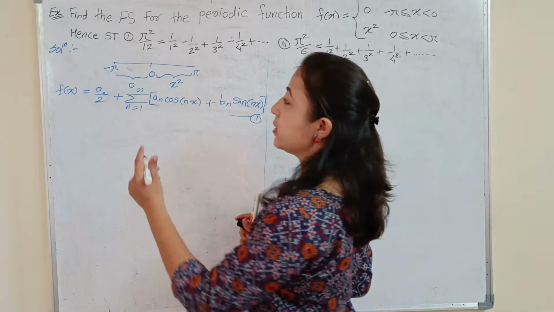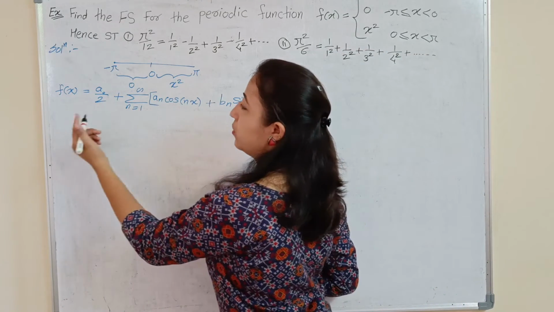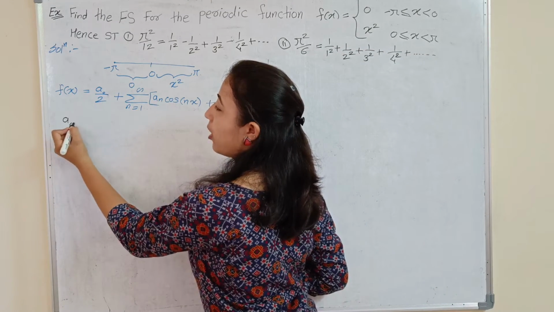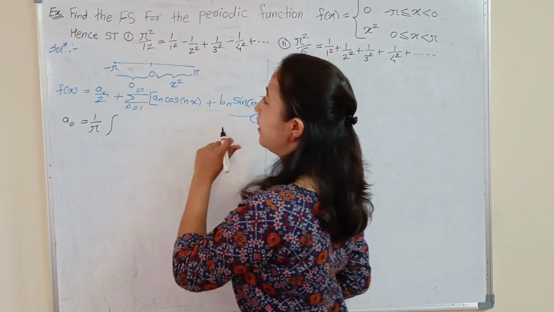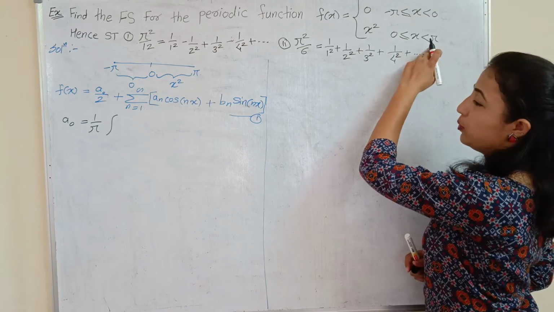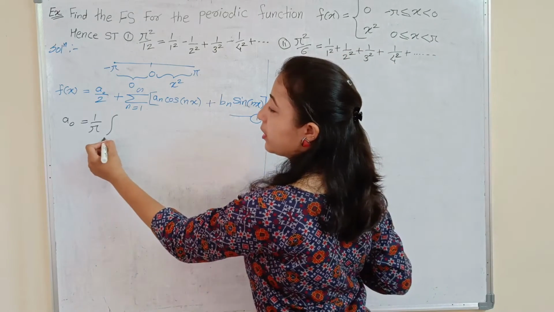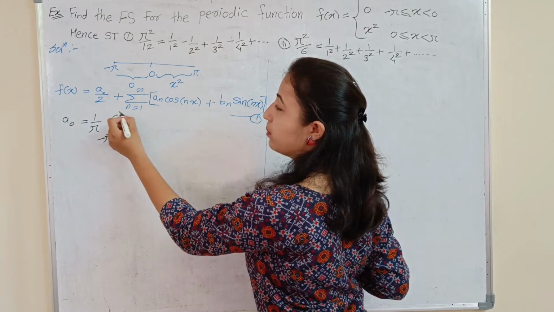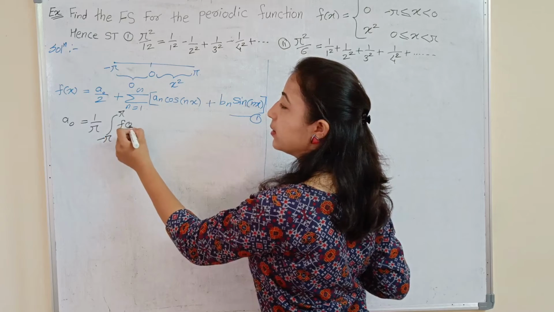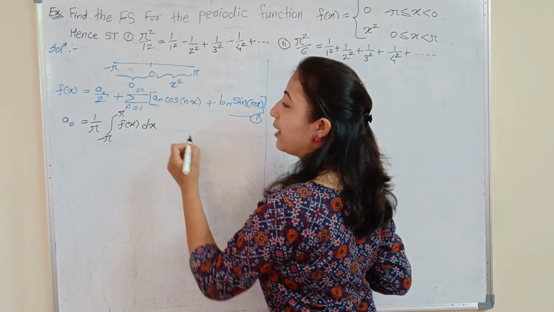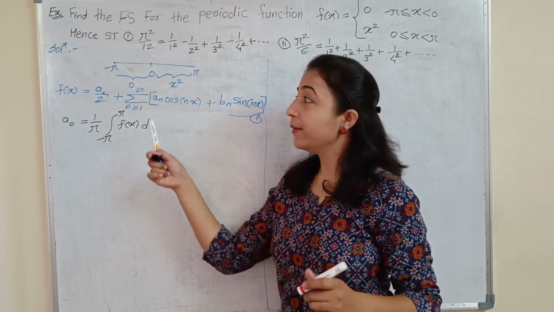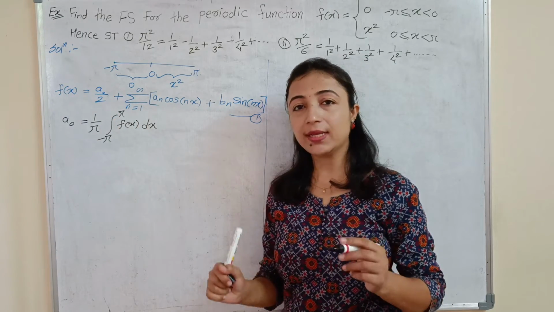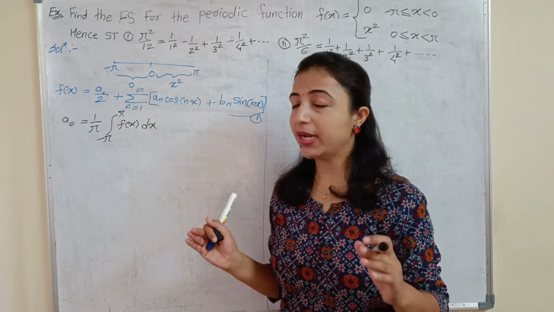Now how to find a naught? First, you have to find these three constants. The formula for finding a naught is 1 upon pi times the integral, with the same limits, from minus pi to pi of f of x dx. Now put the value of the function. Since the function has different values interval wise, you will have to break the limits of integration.